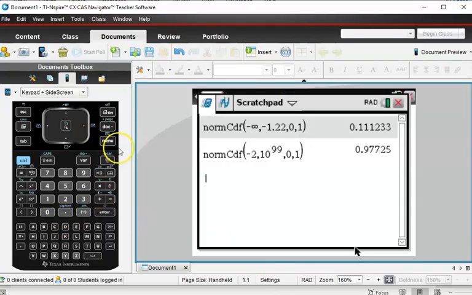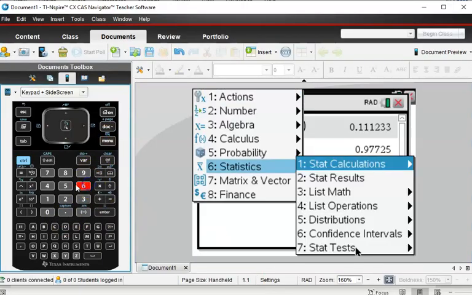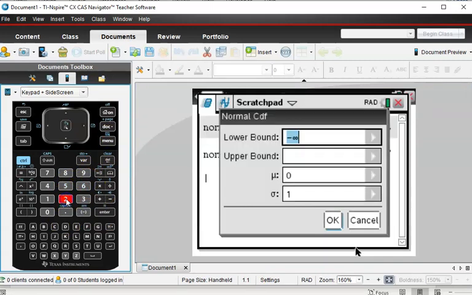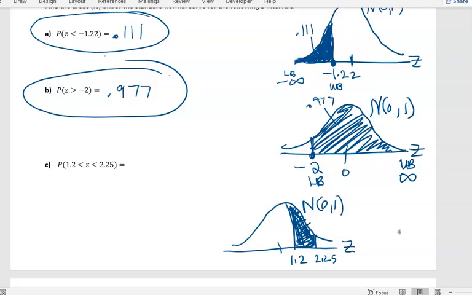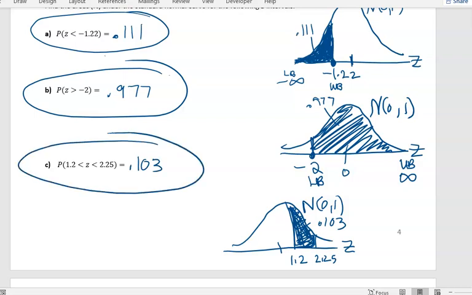So I'm going to go back to my calculator, Menu, Statistics, Distributions, number 2, NormCdf. On the lower end, I have 1.2. On the upper end, I have 2.25. And since these are z-scores, the mean is 0 and the standard deviation is 1. This gives me 0.103. So that means this is 0.103 right here. That is the proportion of the curve. About 10% of values in a normally distributed population have a z-score somewhere between 1.2 and 2.25.